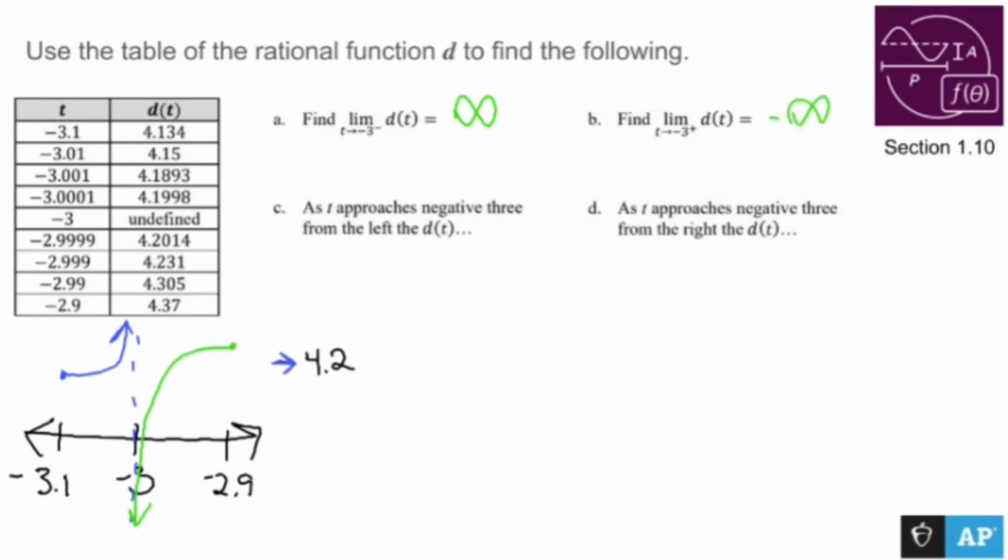So as t approaches -3 from the left, d of t goes towards infinity. So we'll use a word like increases so we don't repeat ourselves. Increases. And as t approaches -3 from the right, which is what this is saying, d of t decreases because it's going towards negative infinity. So kind of a very bizarre problem, but nothing is impossible. Hope this helps.